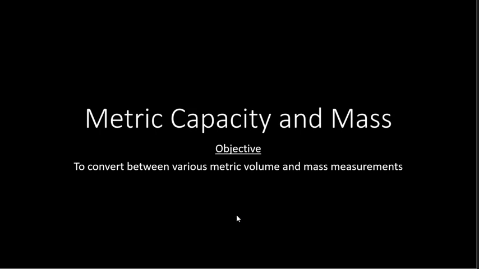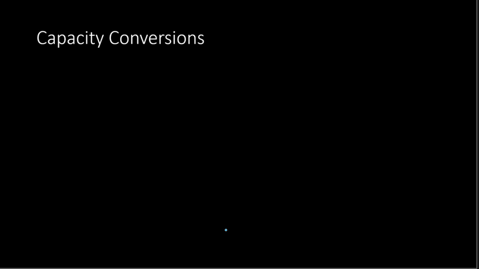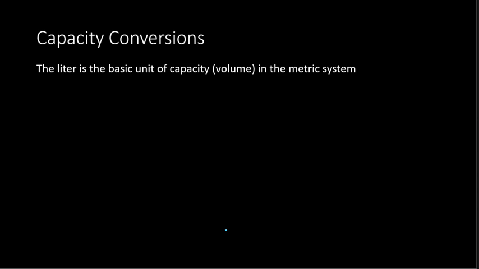In this video, you will learn to convert between various metric volume and mass measurements. So to begin, we're going to work with volume or capacity conversions. And in the metric system, the liter is the basic unit of capacity or volume. And a liter is approximately 1 quart in the imperial system.